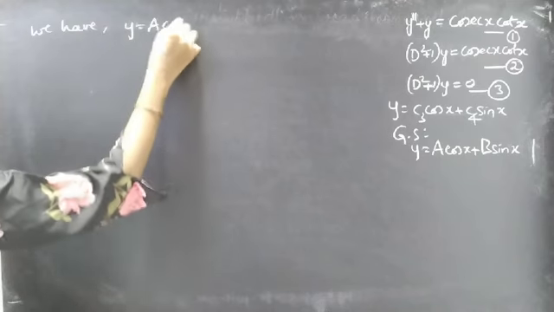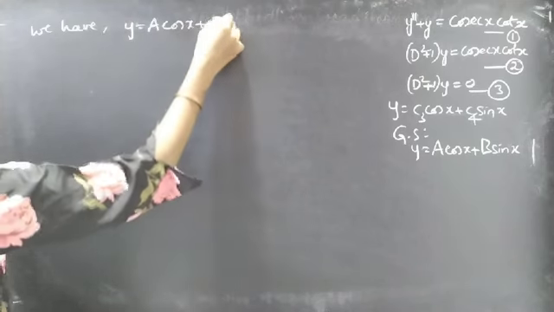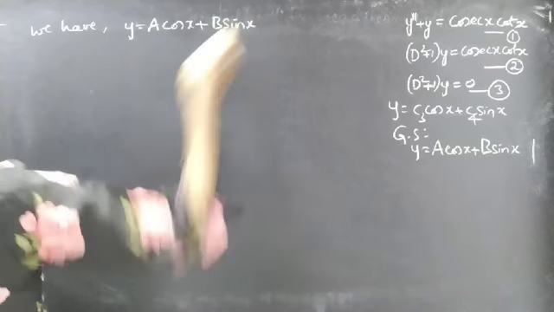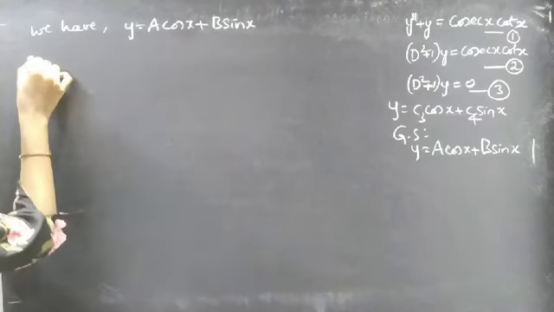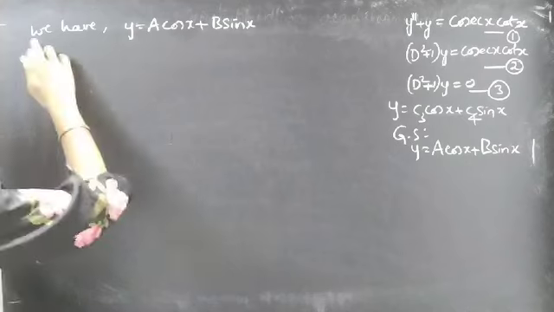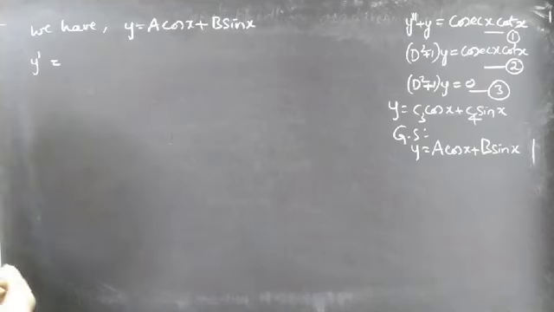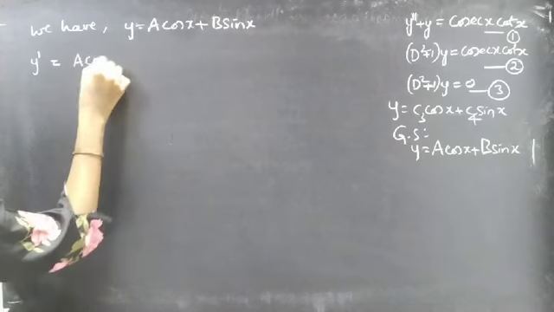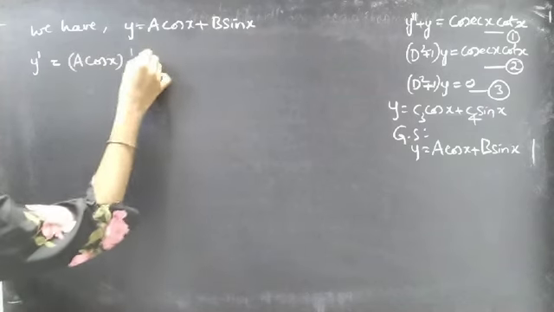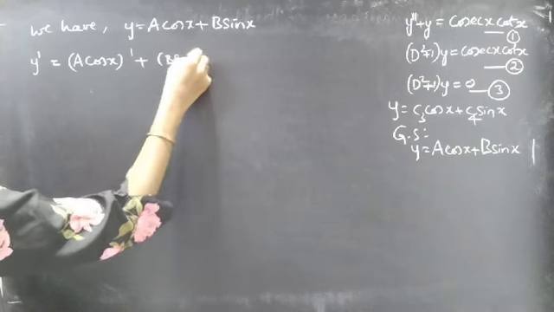We have y equal to a cos x plus b sin x, right? Let's find y dash and y double dash, okay? First we will find y dash, that is the derivative of y with respect to x. We'll get (a cos x)' plus (b sin x)'.